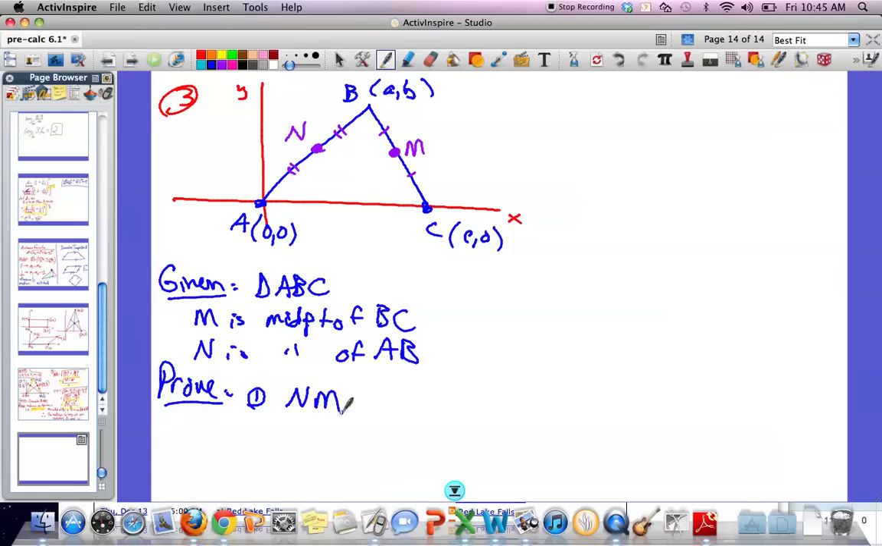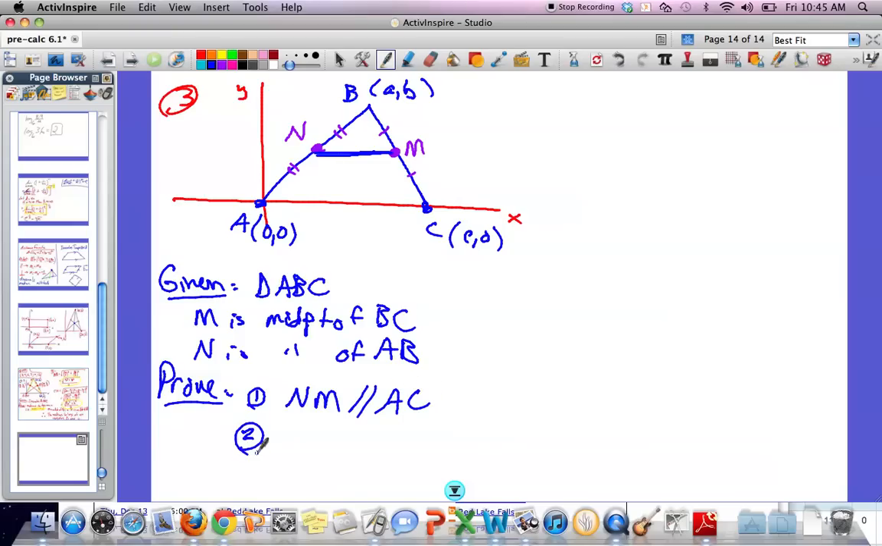N, M. The line segment joining the midpoints, that would be this line right here. We're supposed to prove that that is parallel to AC.